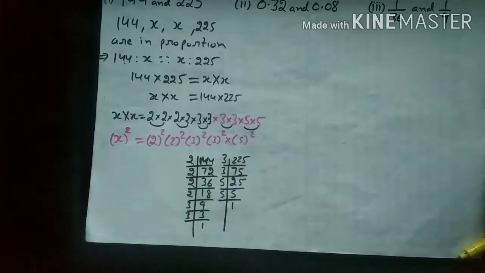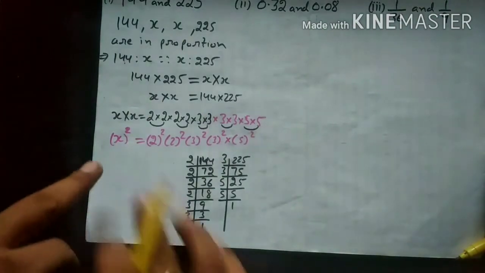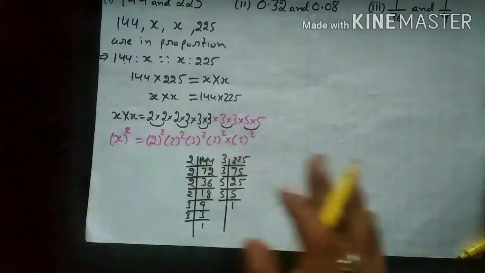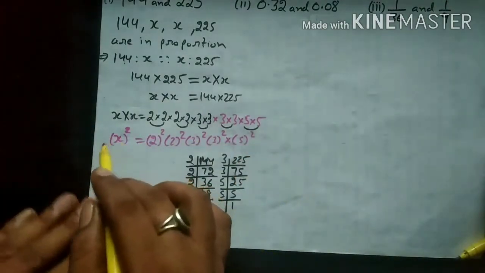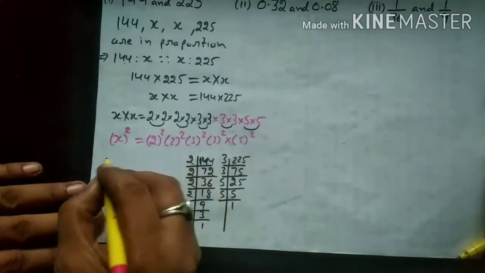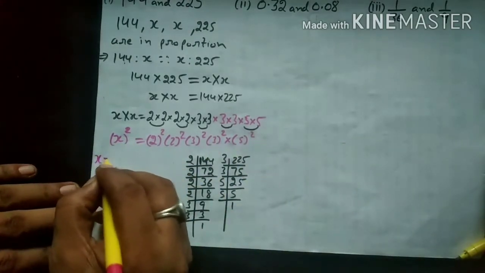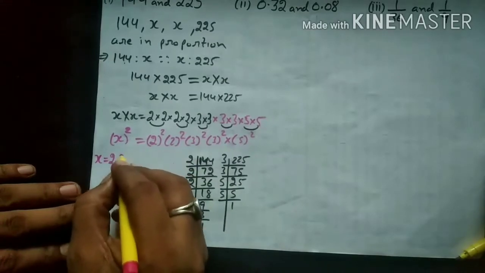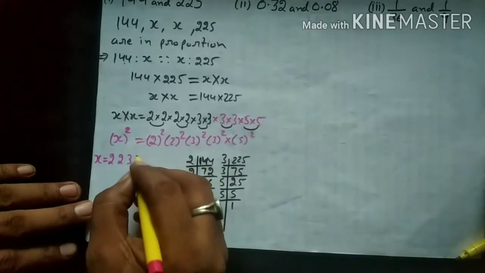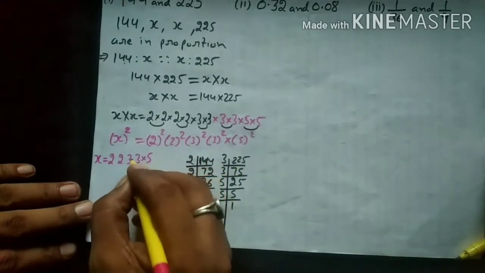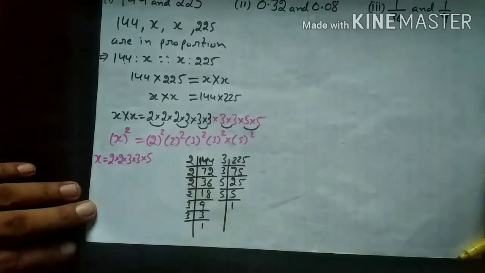Now you can see pairs on both sides. Now you will cancel all the pairs, and what are you left with? You are left with x, 2, 2, 3, 3, 5 in the form of multiplication.